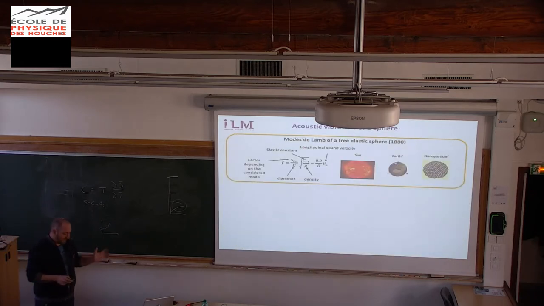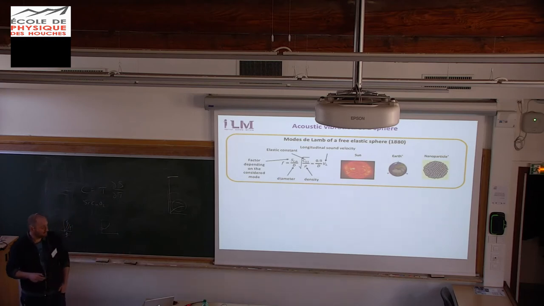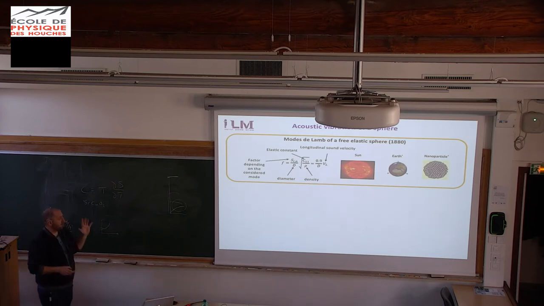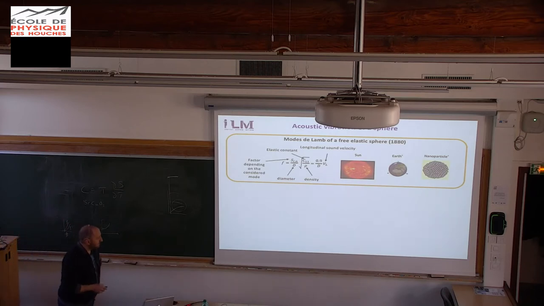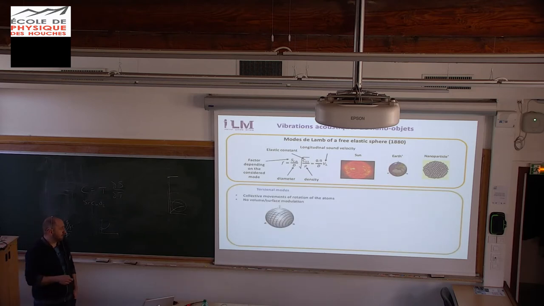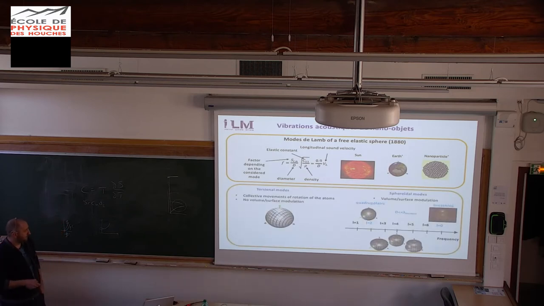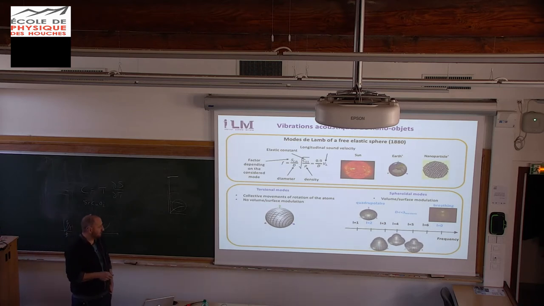So what are these vibrations? The first description of the acoustic vibration of a sphere, no matter the size, was given by the Lamb model. It depends on the shape and mode considered, the diameter of the object, the elastic constants, and the density of the material. There exist many types of modes. There are torsional modes and spheroidal modes, and there are many types of spheroidal modes.